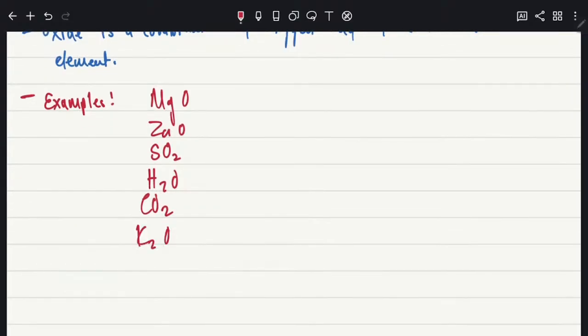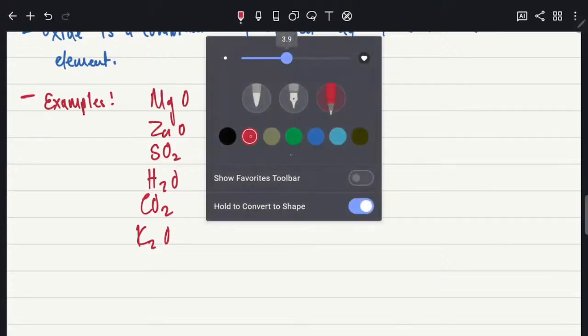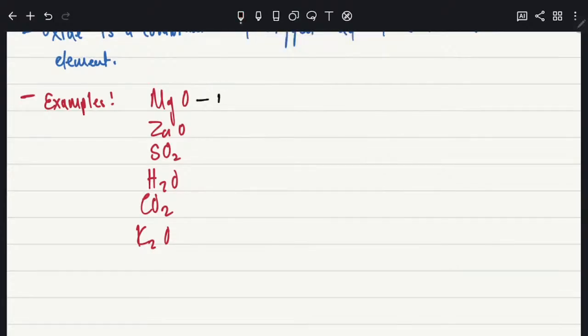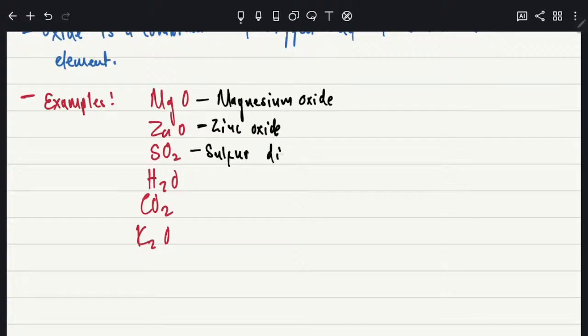Potassium oxide. Oh, so all these are oxides? Yes. Come on now. These are oxides because you can see oxygen and you can see something else which is not oxygen. The moment you see something like that, that's an oxide. Are we together, students? All right. Good.